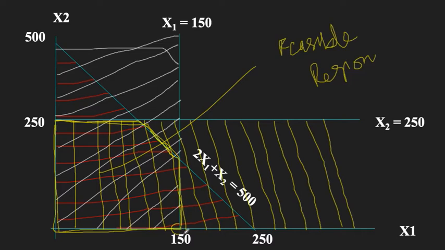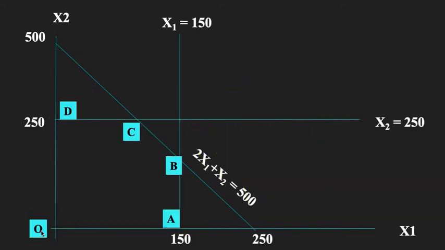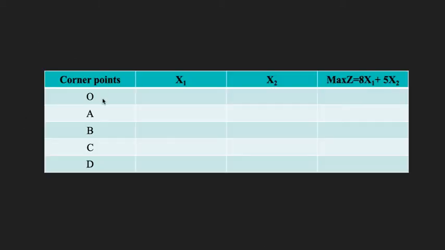Now we have these corner points, 1 2 3 4 and 5. We have to find out the value of all these 5 corner points. Let's name them A, B, C, D and E. Now we have these points O, A, B, C and D. So we are going to calculate these corner points. These are the values for x1, x2, and then we are going to find max z.